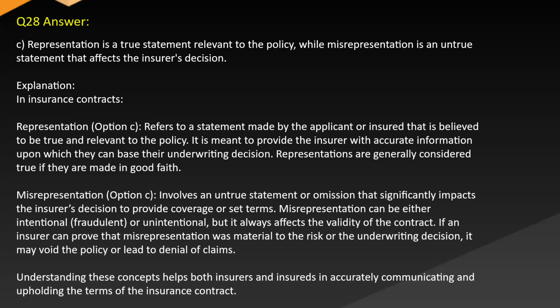Misrepresentation, option C, involves an untrue statement or omission that significantly impacts the insurer's decision to provide coverage or set terms. Misrepresentation can be either intentional, fraudulent, or unintentional, but it always affects the validity of the contract. If an insurer can prove that misrepresentation was material to the risk or the underwriting decision, it may void the policy or lead to denial of claims. Understanding these concepts helps both insurers and insureds in accurately communicating and upholding the terms of the insurance contract.